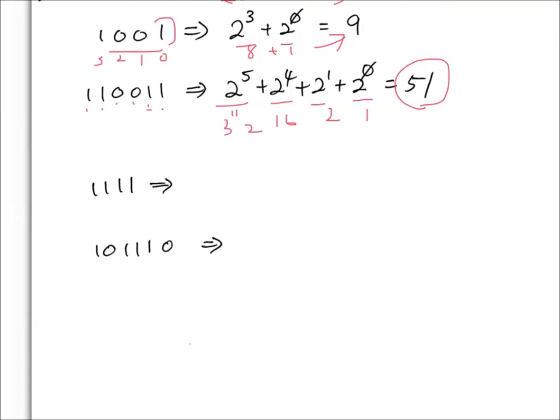Why don't you work on this one, 1111. Okay, well, let me go over that one more time. So 1111, so it's going to be 0, 1, 2, 3. So 2 to the third power plus 2 to the second, 2 to the first, and 2 to the zeroth. So this will be 8, 4, 2, 1. If you add these numbers, it will be 15.